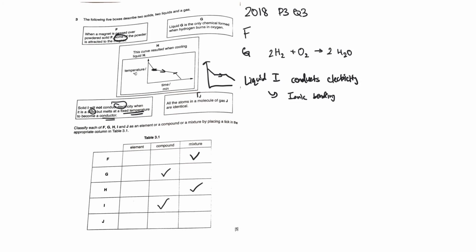Last but not least, J. All the atoms in a molecule of gas J are identical. So this is a hallmark sign of it being an element.